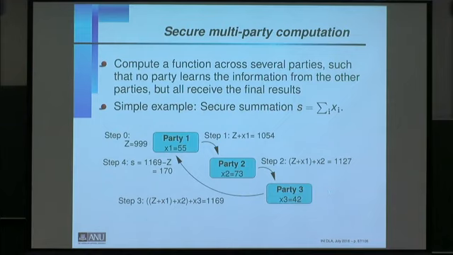Again, party 3 doesn't know anything about the initial random number. It adds its own number to it and sends the sum back to party 1, which can then subtract the random number and gets the final summation. So this is probably the most simple building block for secure multi-party computation, and based on those we can do more complex operations.